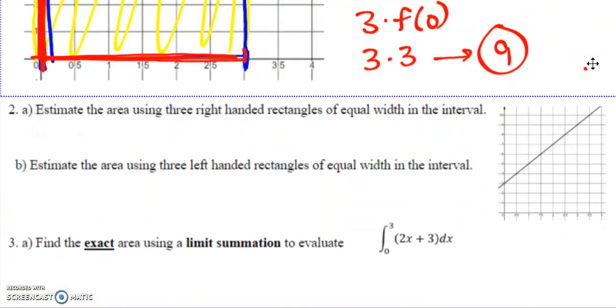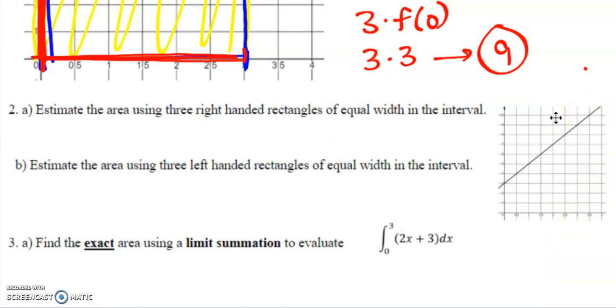Okay, so estimate using 3 rectangles. There we go. Estimate the area using 3 right-handed rectangles of equal width. So if I wanted 3 rectangles, I'm going to take 3 minus 0 divided by 3. Each one is going to have a width of 1. So I've got this little baby graph over here, so I can work on it a little bit. 0 to 3, each one has a width of 1.